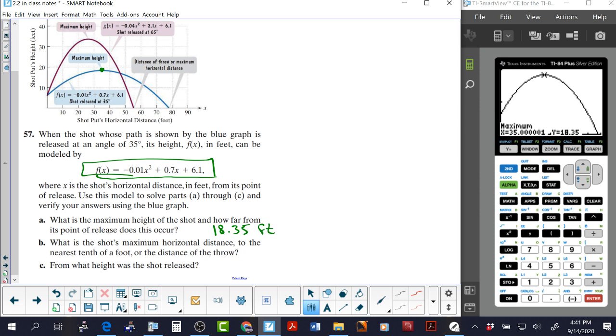And it says, what is the maximum height of the shot and how far from its point of release does this occur? So 18 feet high and 35 feet away. We should answer it something like that. What is the shot's maximum horizontal distance to the nearest tenth of a foot, or in other words, the distance of the throw.